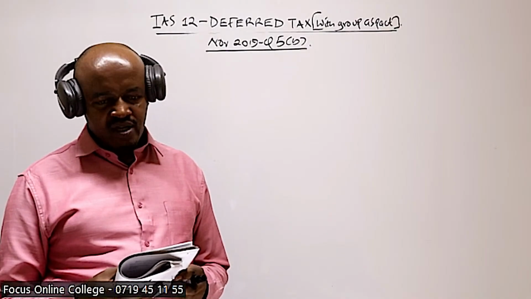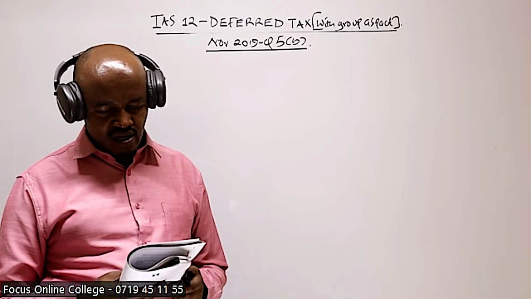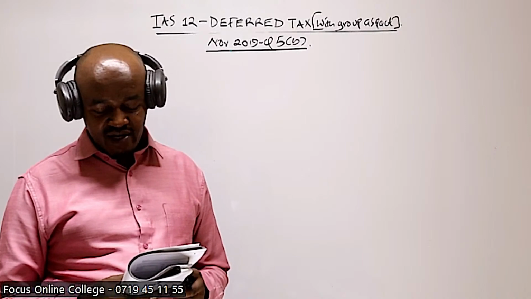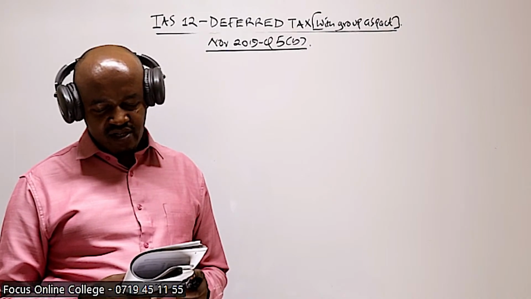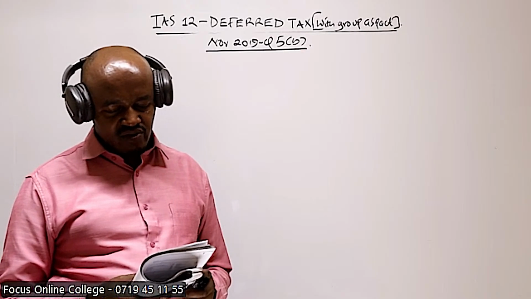Number two, inventory is shown at the lower of the cost and net realizable value. The cost is 200 million, while the net realizable value is 120 million.